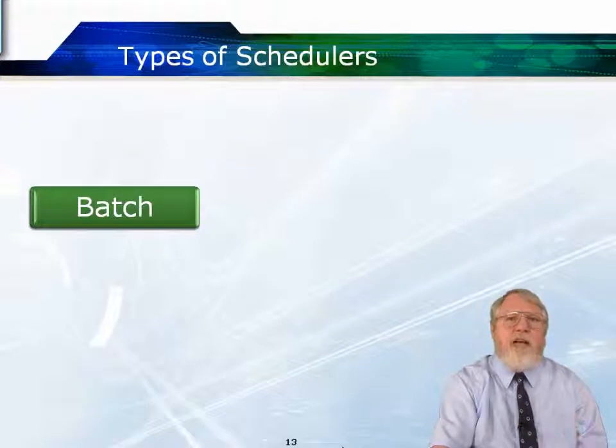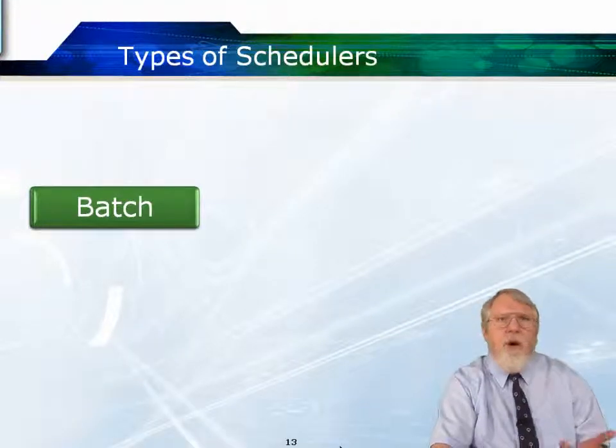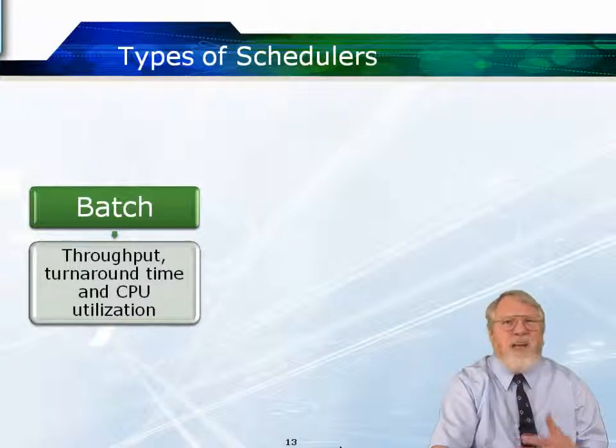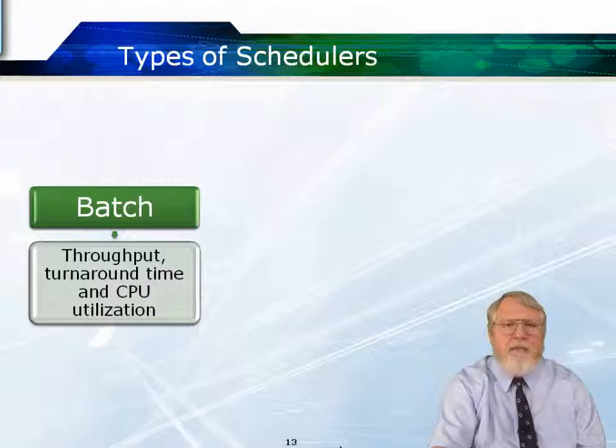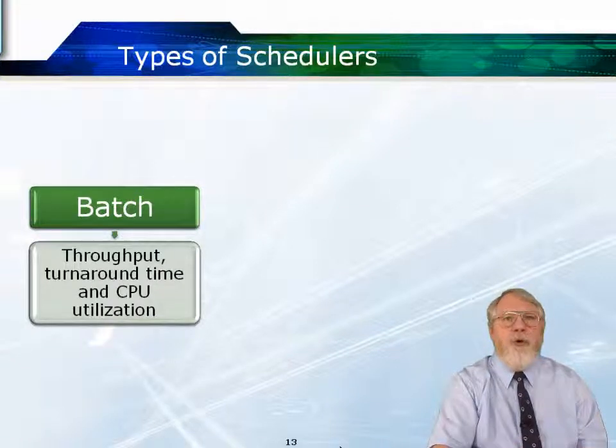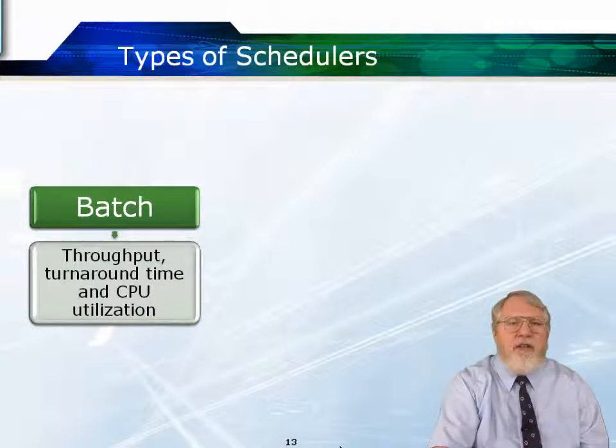Now, what are the different types of schedulers? Well, we have batch schedulers that are usually focused on throughput, turnaround time, keeping the CPU really, really busy. And this comes out of the old mainframe days, when that computer that took up the whole room or multiple rooms cost tens and tens of millions of dollars and was a very, very expensive asset. You wanted to keep it as busy as you could. You wanted to get as much through it as you could.